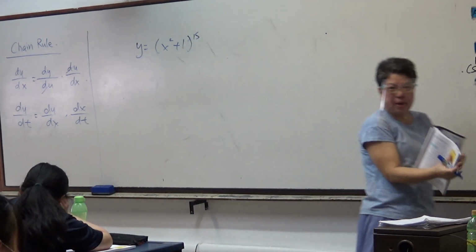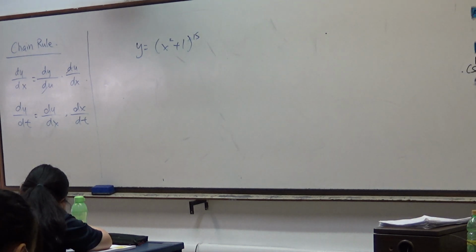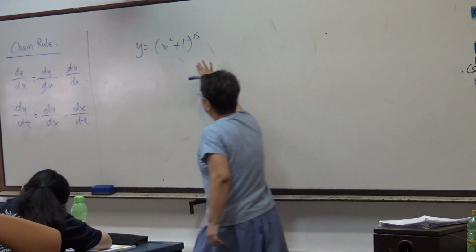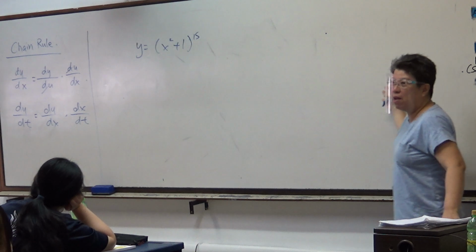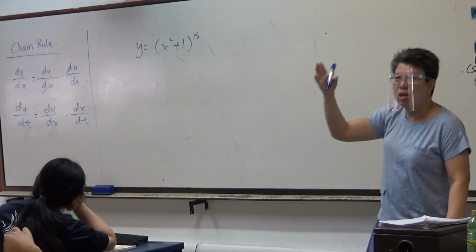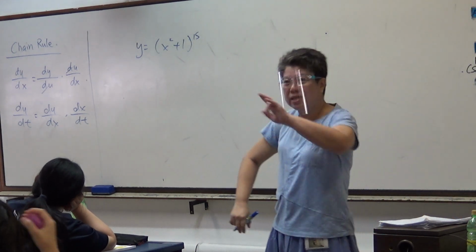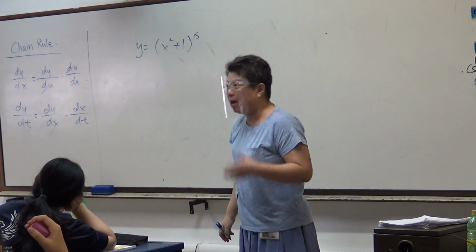Differentiate this with respect to x. Okay? Now, some people say, die lah, I don't know how to differentiate. But I use binomial theorem and expand until 15. Then I differentiate one by one. By the time you finish it, exam is over. Do you understand? I'll teach you a way, alright?